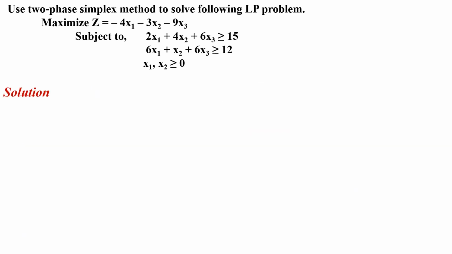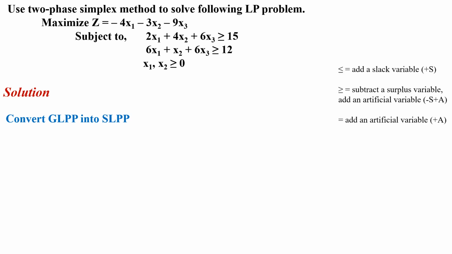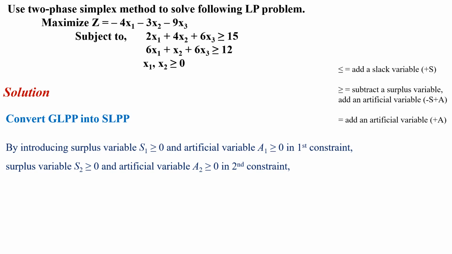Let's see the solution. First, convert the general LPP into standard LPP. The first constraint has a greater than or equal to inequality, so introduce the surplus variable S1 and artificial variable A1. Similarly, the second constraint also has a greater than or equal to inequality, so introduce the surplus variable S2 and artificial variable A2.